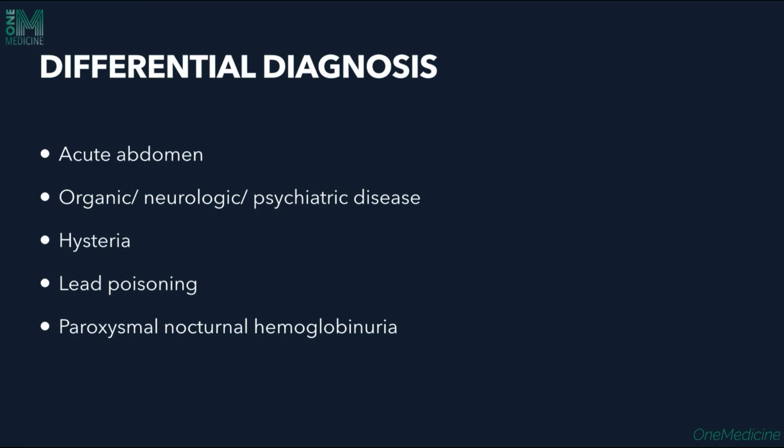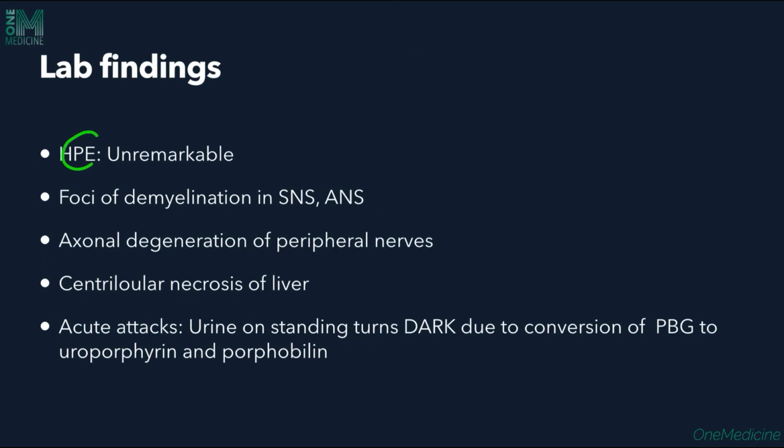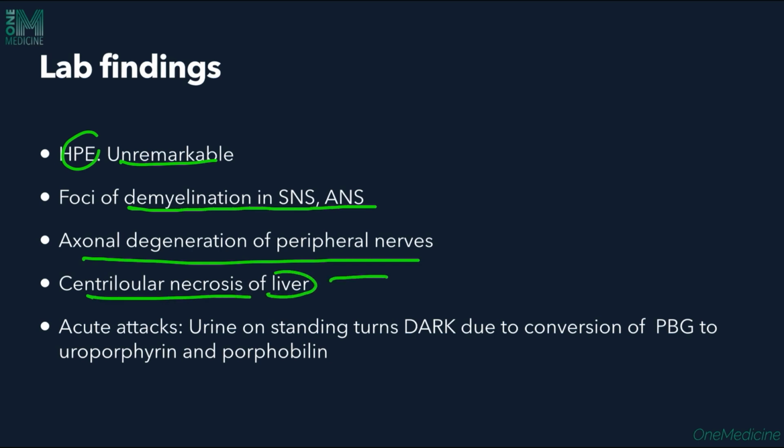Differential diagnosis would be any other condition causing acute abdomen, any organic, neurological or psychiatric disease if the patient has. Hysteria has to be ruled out, lead poisoning has to be ruled out, paroxysmal nocturnal hemoglobinuria. Lab findings: HPE will be unremarkable, it will be normal. There will be foci of demyelination in the somatic nervous system and the autonomic nervous system. Axonal degeneration of the peripheral nerves can be seen. Centrilobular necrosis of the liver can be seen here. In acute attacks, urine on standing will turn dark due to the conversion of porphobilinogen to uroporphyrin and porphobilin. So that is again an important finding here.